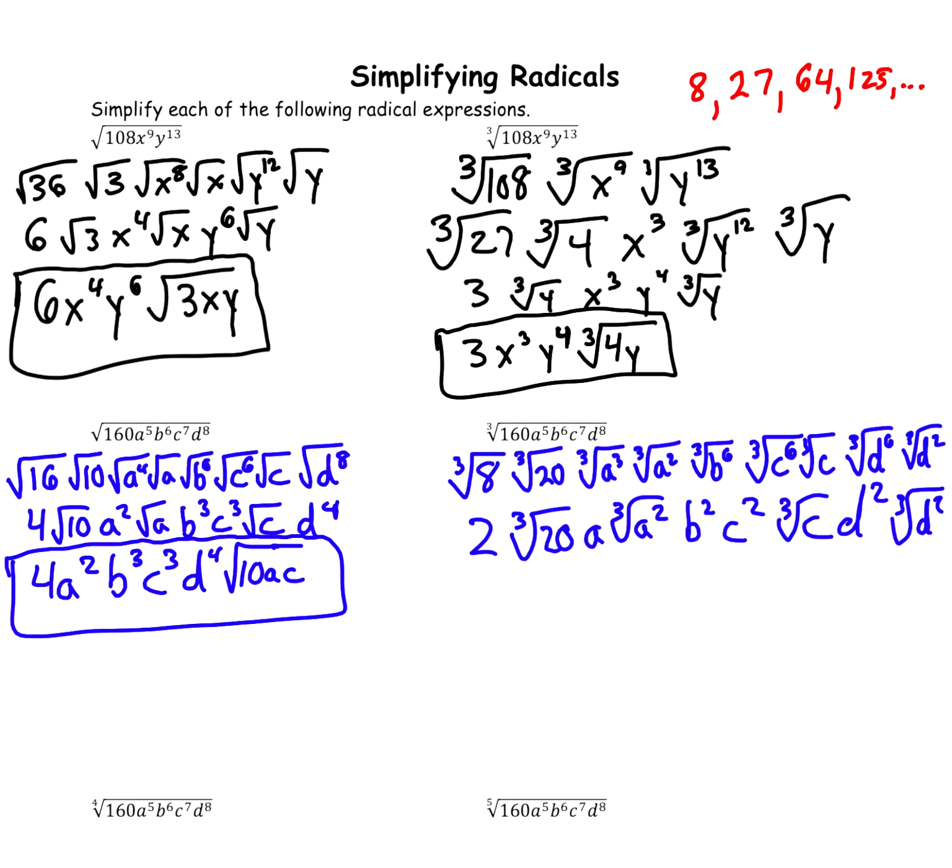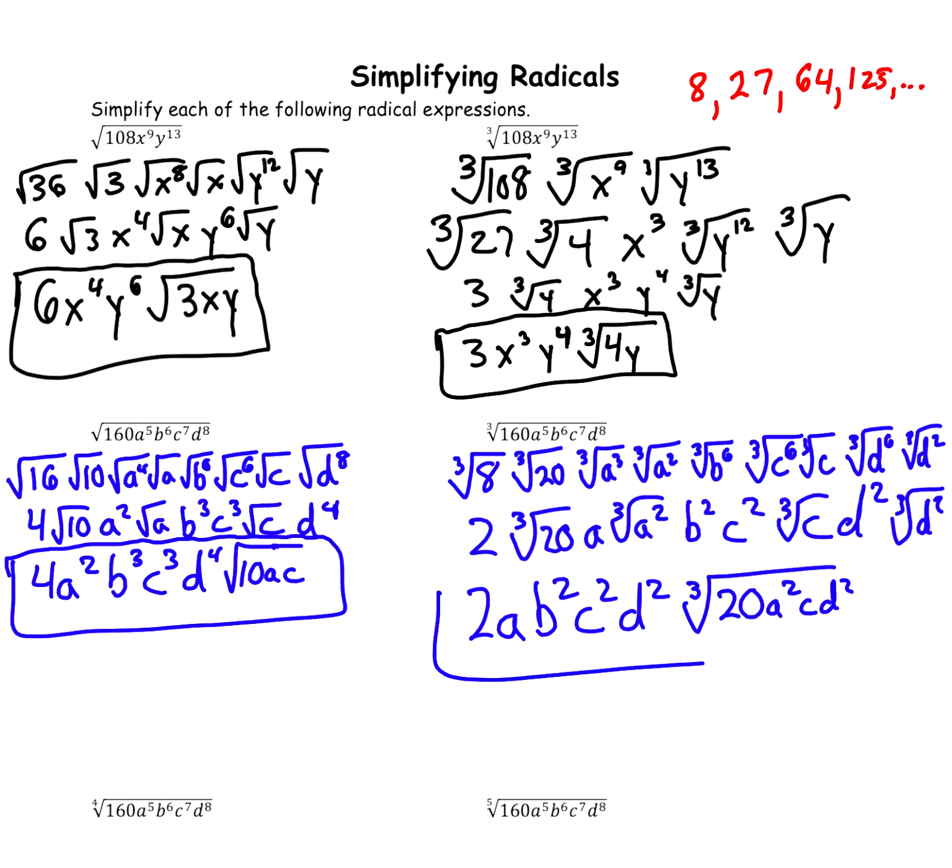Take everything outside the radical and put it out front, so that would be 2a, b squared, c squared, d squared, and then write everything in the cube root underneath one cube root: the cube root of 20, a squared, c, d squared. And that is our completely simplified cube root.